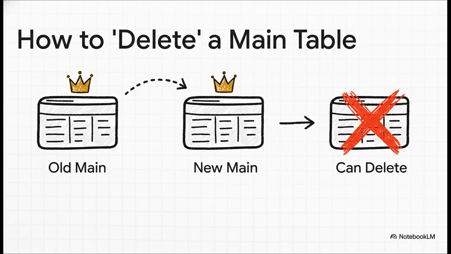A VPC literally cannot exist without a main routing table. So if you want to delete the old one, you have to first create a brand new one, promote it to be the new main table, and only then can you get rid of the original. It's a brilliant little example of how cloud platforms build in these safeguards. So, okay, our network seems stable. Let's move up the stack.